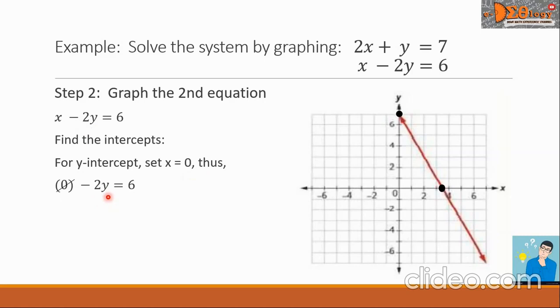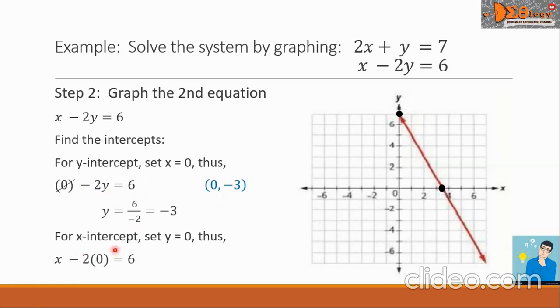Let us find the value of y. Let us divide the whole equation by the coefficient of y, which is negative 2. And if we do that, this negative 2 will be deleted from y. So we have now y equals 6 over negative 2. And when we simplify this, we will get the value negative 3. So the ordered pair for the y-intercept is (0, -3).